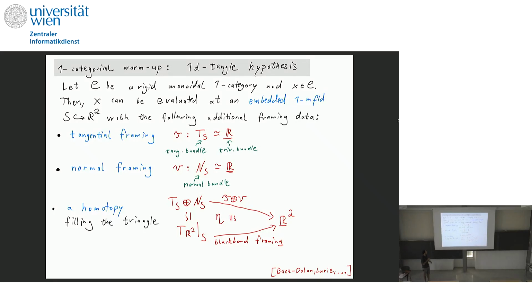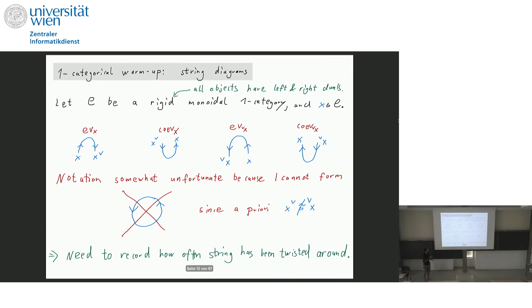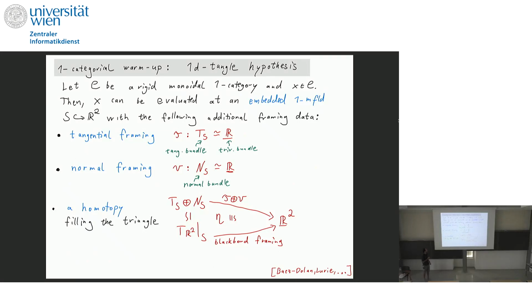First, you need a tangential framing. So you need a trivialization of the tangent bundle of this one manifold. Since it's a one manifold, this is just the same data as an orientation. So this I've already drawn, right? We've drawn these orientations here. Fine. So that's the first piece of data. The second piece of data is I also need a normal framing. I need to trivialize the normal bundle of this one manifold. Okay, fine. But the last piece of data, and that's somehow the interesting one here, is a homotopy.